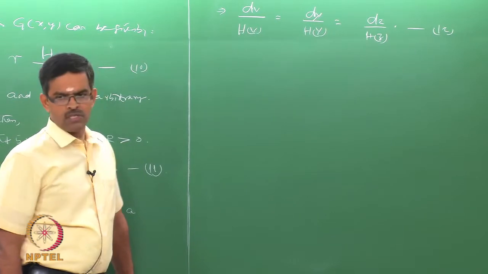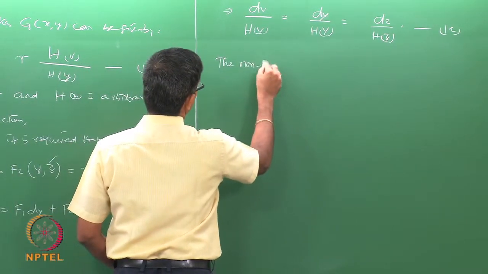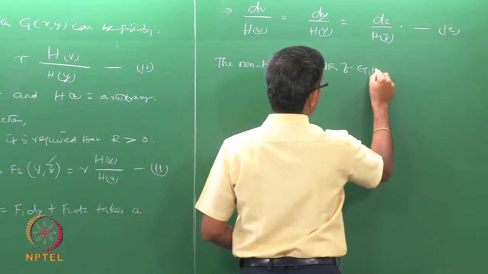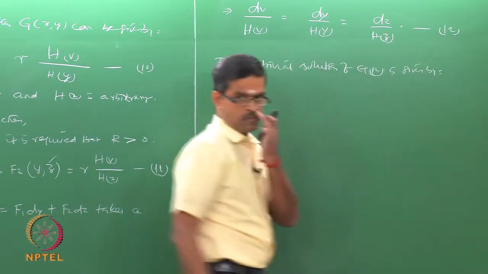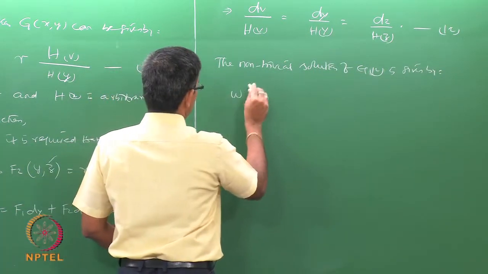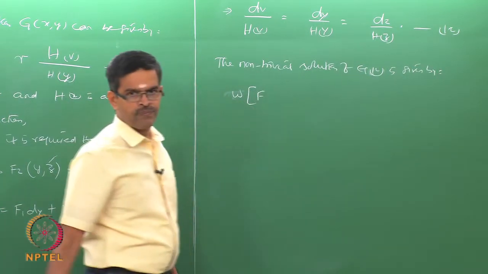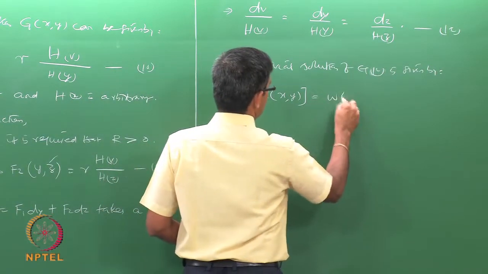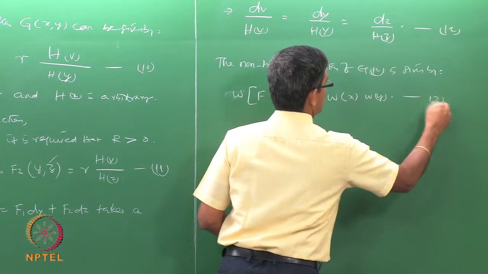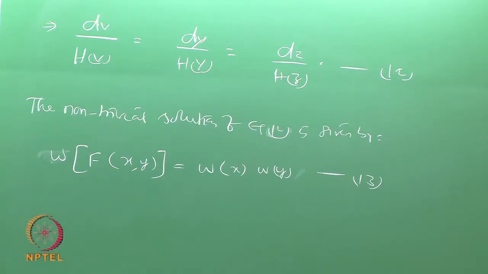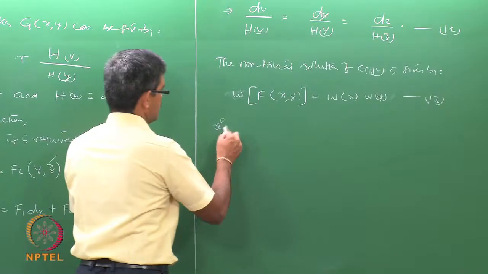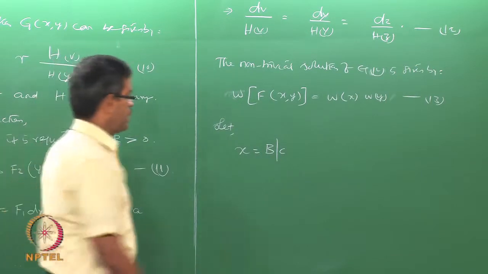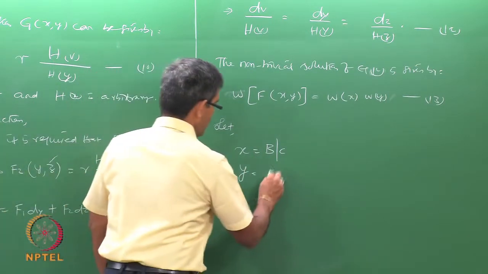Now, the non-trivial solution of this equation 12 is given by, let us say, w of f of x y is w of x w of y. Let us now introduce the following. Let x be b given c and y be a given b c.